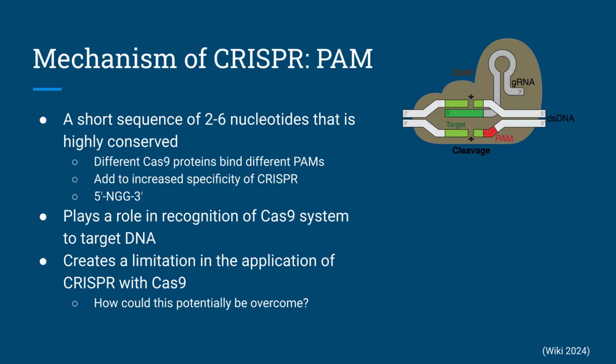Generally, the form for Cas9 is 5' NGG 3', and N just stands for any nucleotide. So you can have any nucleotide there, and then two guanines. And this plays a role in recognition of the Cas9 system to the target DNA. But it also creates a limitation in the application of CRISPR with specifically Cas9. So I don't know if you guys have any ideas how you could potentially overcome this. Let's say you want to target a strand of DNA in the genome, but it doesn't have the correct PAM, right? You have a different PAM that's there, and your Cas9 obviously isn't going to work there because the PAM doesn't line up.